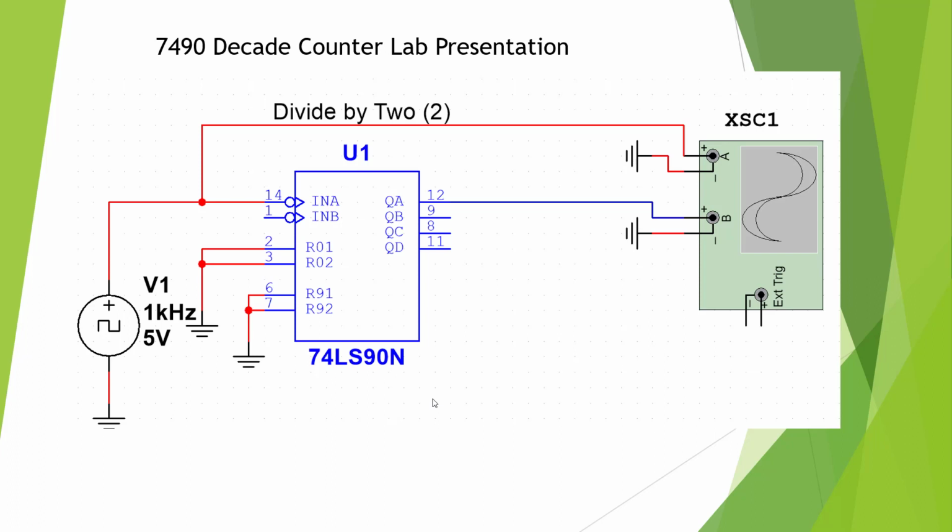Here we have a divide by 2, a 7490. Both of our master resets and our master sets are tied to ground, so they won't interfere with the count. We have a clock going into clock A, which is our clock for our divide by 2. So this one's strictly a divide by 2.